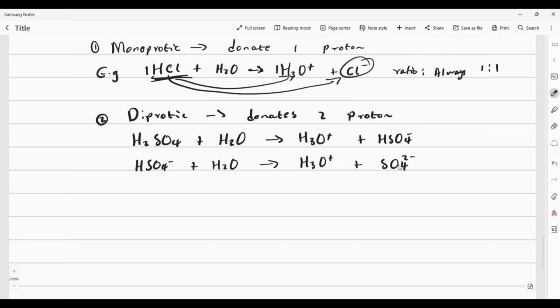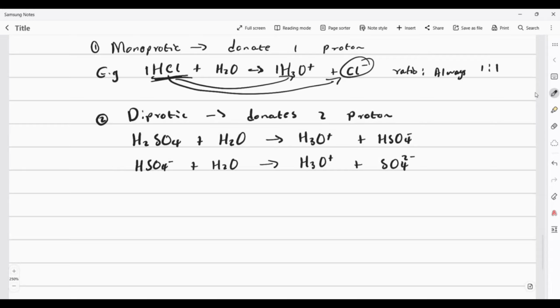Having done that, your reaction is now complete because this species cannot donate further. So the diprotic reaction completes in two steps. But the problem is we have two reactions, and we only need one reaction.